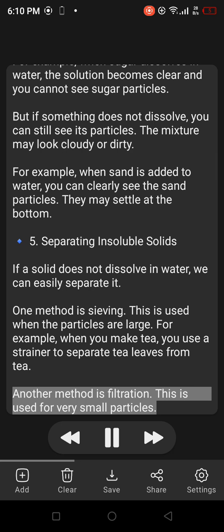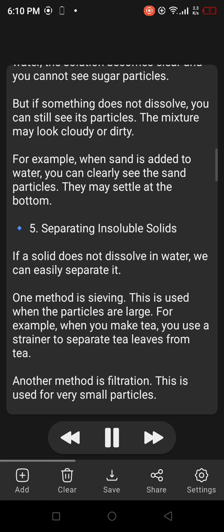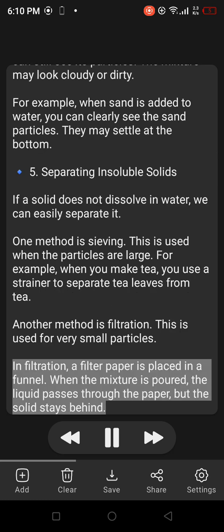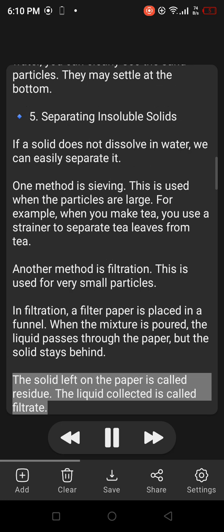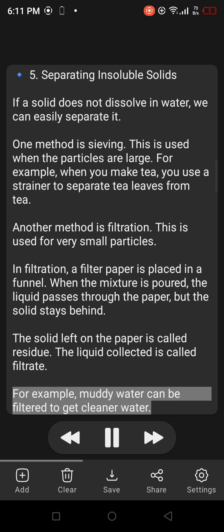Another method is filtration. This is used for very small particles. In filtration, a filter paper is placed in a funnel. When the mixture is poured, the liquid passes through the paper, but the solid stays behind. The solid left on the paper is called residue. The liquid collected is called filtrate. For example, muddy water can be filtered to get cleaner water.